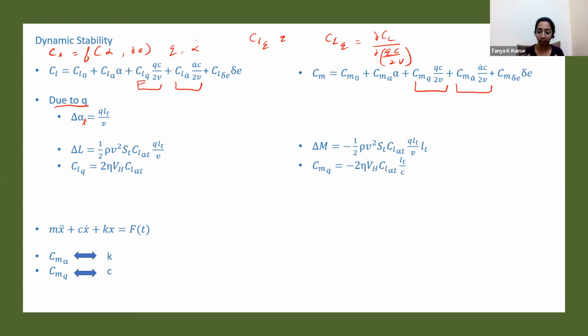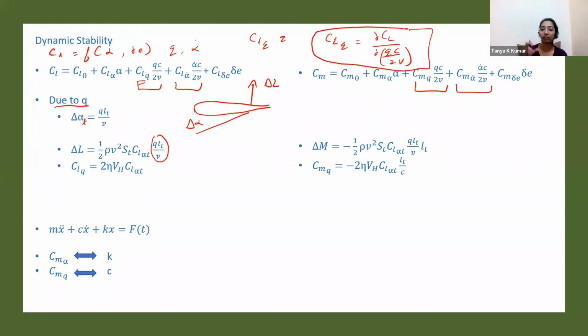Now, due to this change in angle of attack at the tail, there is a lift produced at the tail. So your horizontal tail is here and it's subjected to a delta alpha. There will be a delta L produced on the tail. This delta L is derived as this equation. Again, the QLT by V term comes into play. Now, when we solve for CLQ using this delta L, so CLQ was dou CL by dou QC by 2V. When we solve it for the change in lift produced due to change in angle of attack due to Q, we get CLQ to be this value.